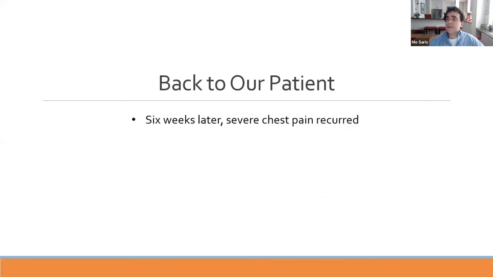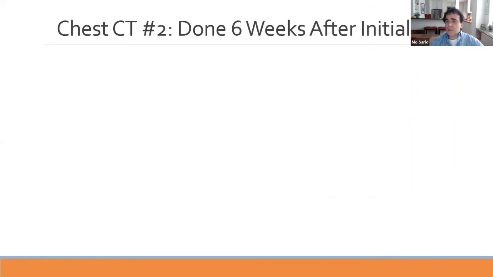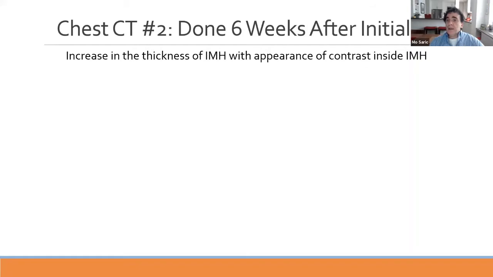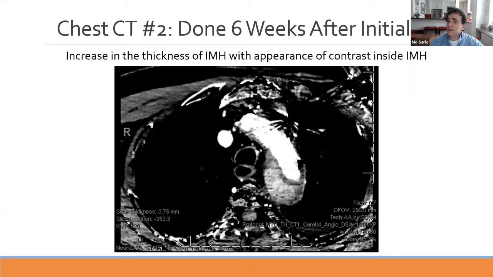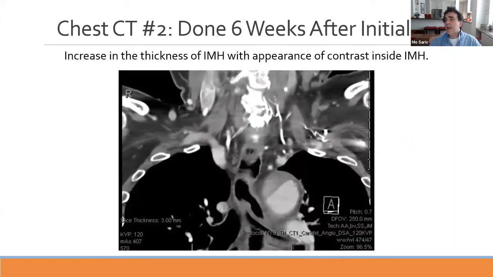Six weeks later, severe chest pain recurred and a repeat chest CT was ordered. So this is his chest CT 6 weeks later. There was an increase in the thickness of the intramural hematoma with appearance of contrast inside it. Now, this finding is clearly different. This is a CT image in the same region of the distal aortic arch and proximal descending aorta, and now we see the increase in the size of the intramural hematoma.